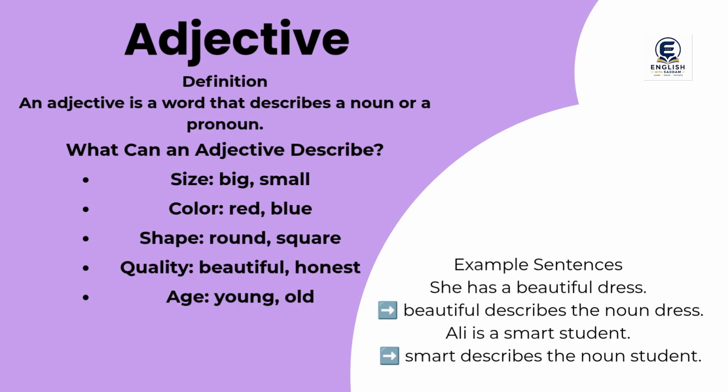Look at the sentence. She has a beautiful dress. The word beautiful tells us more about the dress, so it is an adjective. Look at another sentence. Ali is a smart student. The word smart describes the student. Adjectives make our sentences more interesting and more descriptive.